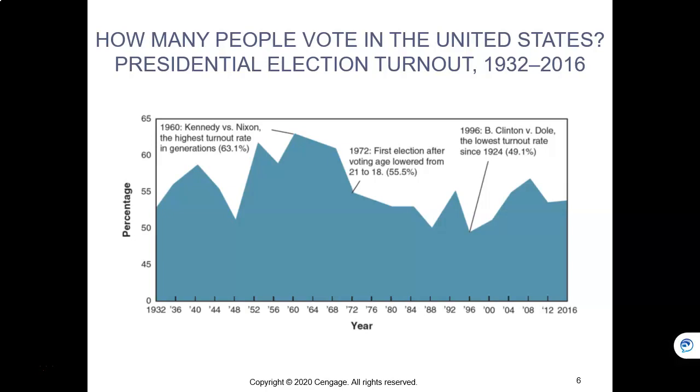So notice that there were big dips like in 1948. I think that was Truman and Dewey, if I'm not mistaken. The highest voting rate was in 1960. That was between Kennedy and Nixon.